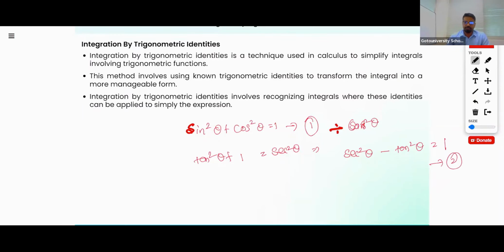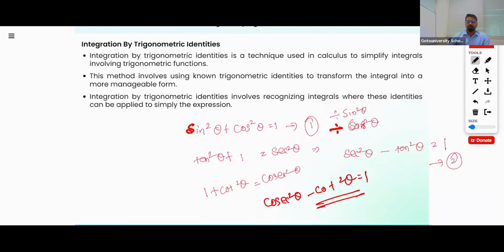That is the second equation. If we divide the entire equation by sin square theta, what we get is 1 plus cot square theta is equal to cosecant square theta. So that means cosecant square theta minus cot square theta is also equal to 1. Okay, so just remember this. These three identities are going to help us in many places.